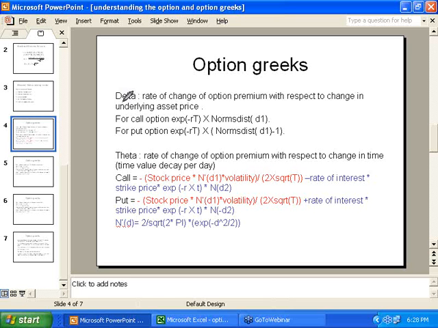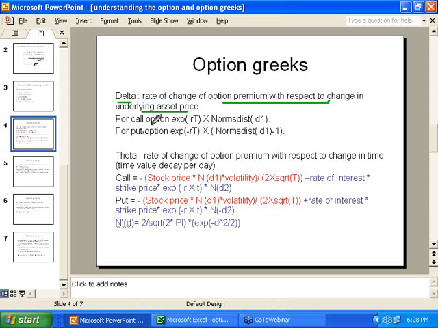So the Greek starts with the delta. Delta says the rate of change of option premium with respect to the change in the underlying asset price. So the stock or index, which is the underlying asset, if that changes by 1 rupee, how much rupee impact it will bring in the call option or put option. So that is called your delta.